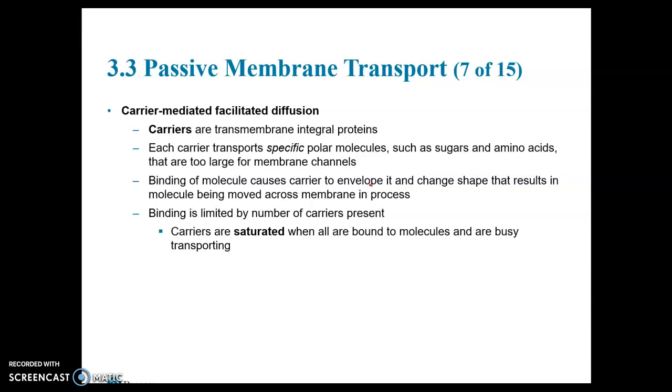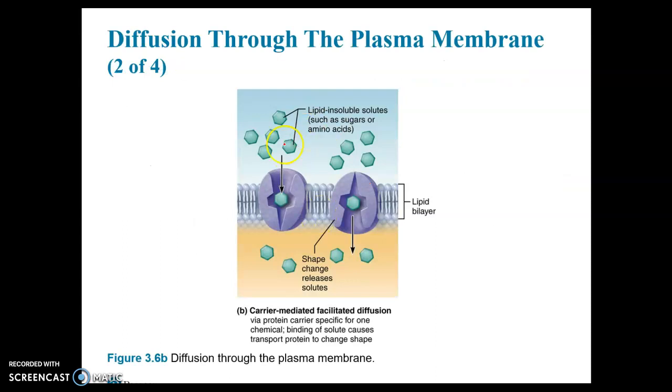In carrier-mediated facilitated transport, you have a carrier, and it will transport specific polar molecules like sugars and amino acids, and they bind with the molecule, and after binding with it, they change shape, and then they move the molecule across the plasma membrane.